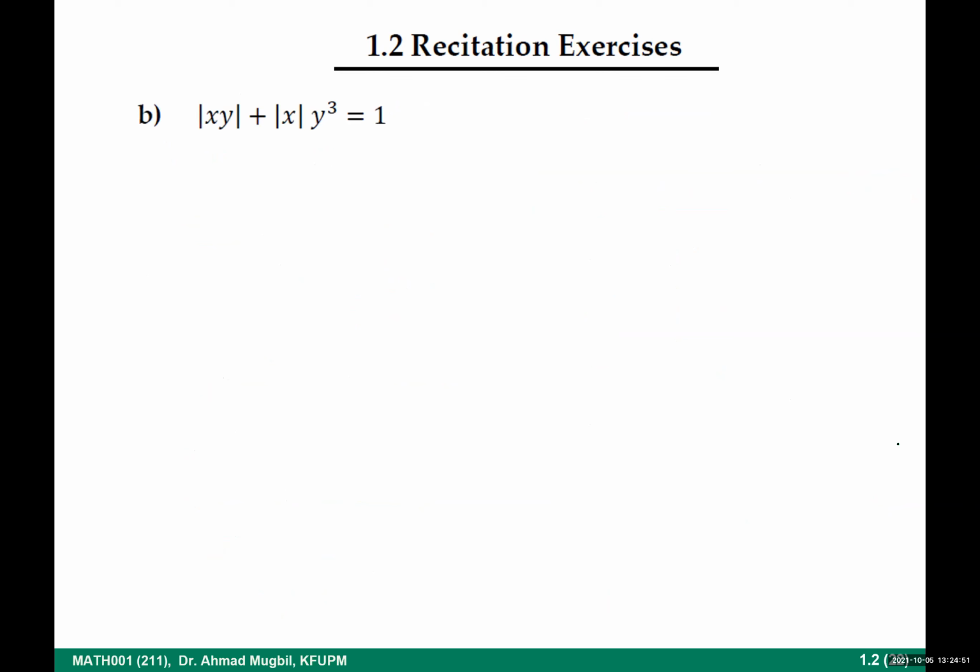Let's go to the second part, B. What about B? Let's start with the x-axis. What will we do?